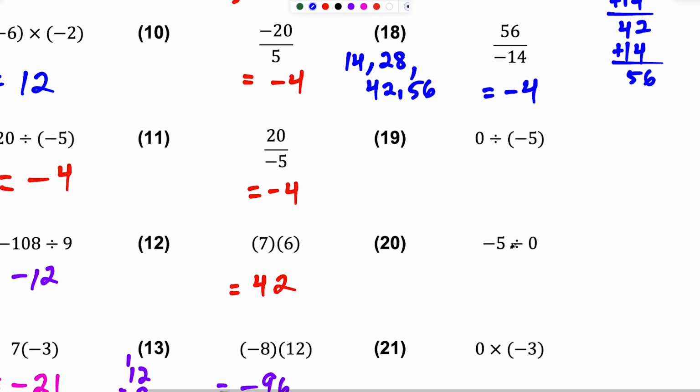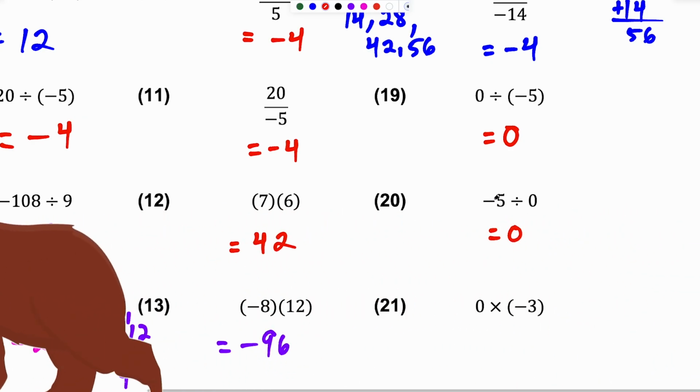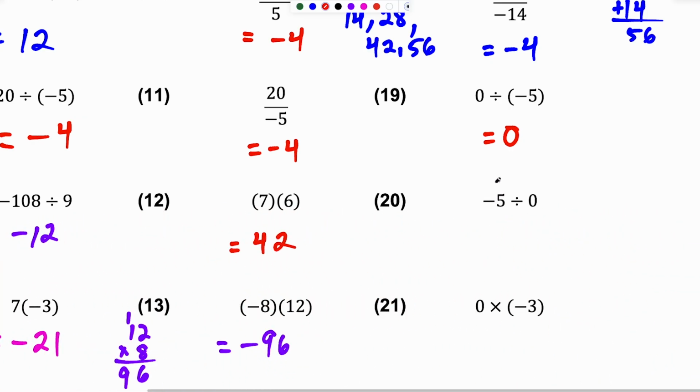Next up, question 19. So here we have 0 divided by negative 5. So 0 divided by negative 5 is equal to 0. So for question 20, negative 5 divided by 0 must also be equal to 0. No, this is a very, very dangerous bear trap. Just know, anytime you divide by 0, the expression is undefined. Negative 5 divided by 0 is undefined.